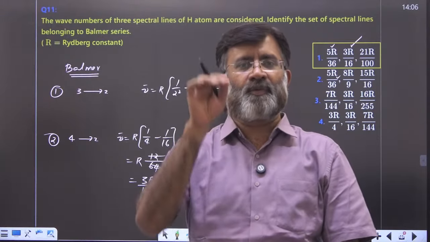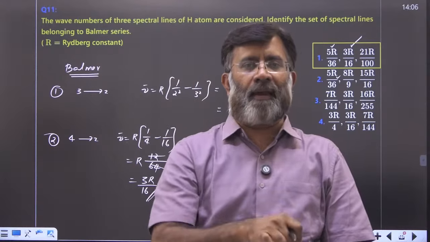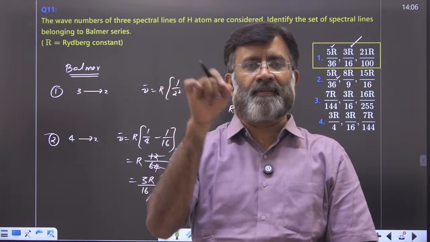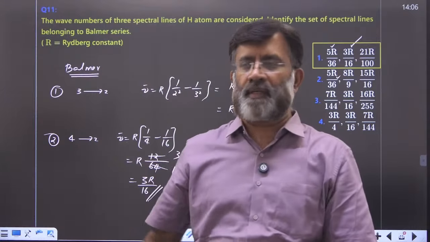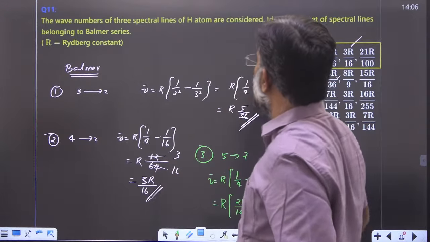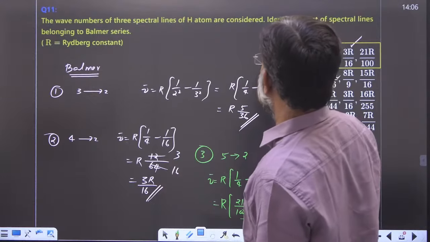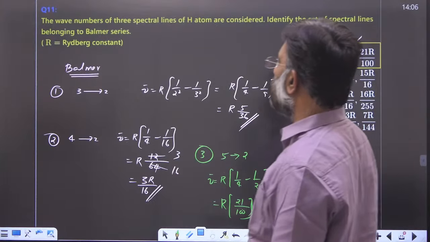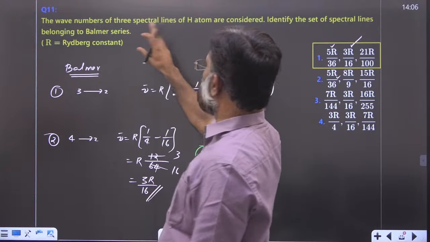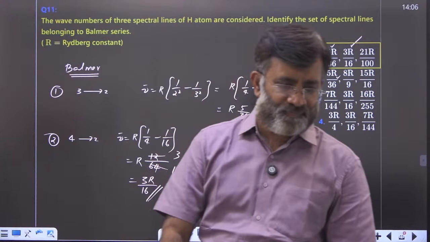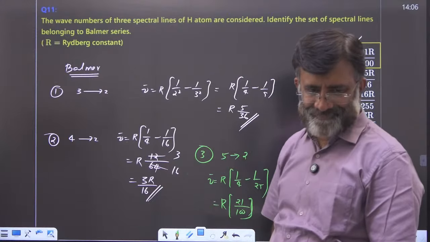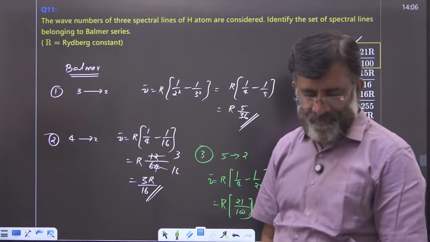Here option 1 we have successfully landed and it is first line, second line, third line of Balmer series. Is there any comment? ഞാൻ കാണാതെ വിട്ടുപോയതാണോ? Continuous lines ഇല്ല കേട്ടോ. Wave number of 3 spectral lines എന്നേ പറഞ്ഞിട്ടുള്ളൂ. Yes. അടുത്ത ചോദ്യം.